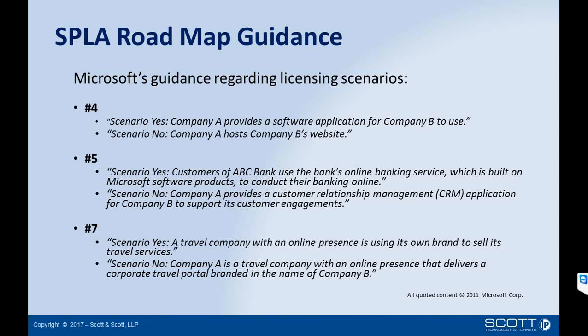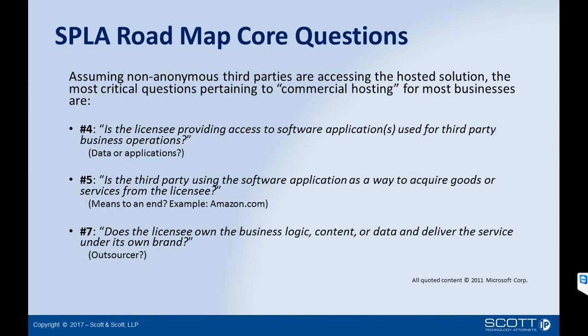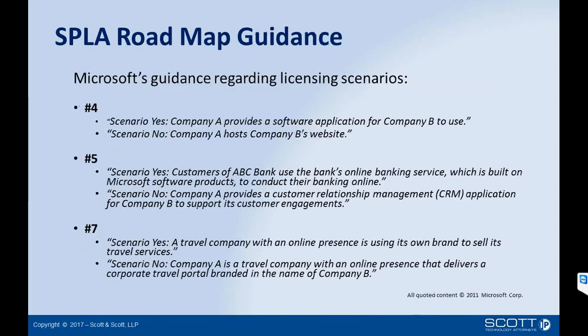And if we remember, I'm going to slide back to question number 4. Is the licensee providing access to the software applications used for third-party business operations? And then the guidance says if the answer to that is yes, Company A provides a software application for Company B to use. And scenario no, Company A hosts Company B's website. So traditional web hosting services gives you a no answer, and application hosting gives you a yes answer. That's what this guidance tells us.